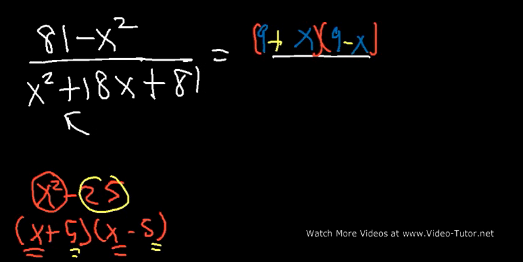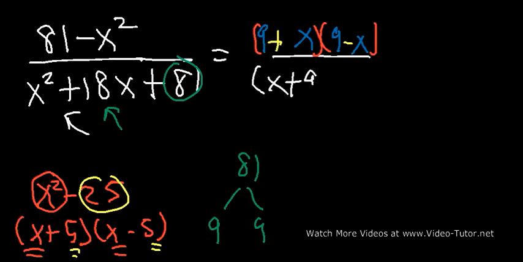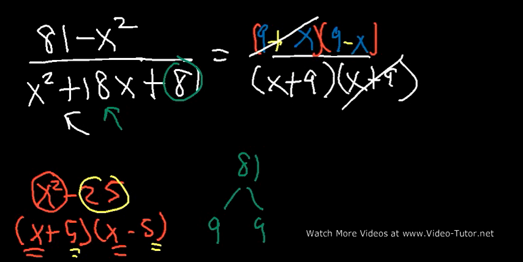Now here we have a trinomial. So we need two numbers that multiply to 81, but that add to the middle term, 18. 9 times 9 is 81. 9 plus 9 is 18. So to factor it, we have x plus 9 and x plus 9. So 9 plus x and x plus 9 are the same thing. 5 plus 4 and 4 plus 5, they're both equal to 9. So when you're adding, the order doesn't matter.